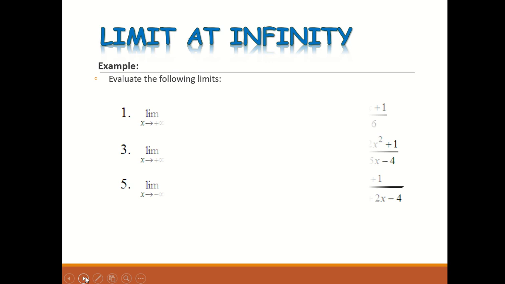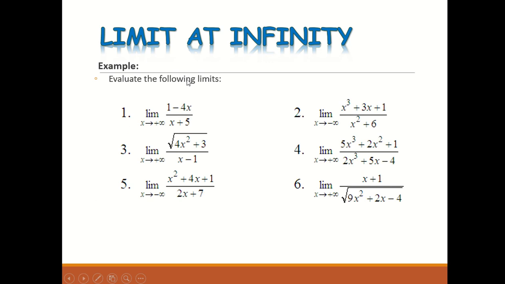Okay, so last time I gave you these exercises. I hope you have solved them already. It will be very helpful for you for our coming quiz number 1 next week.